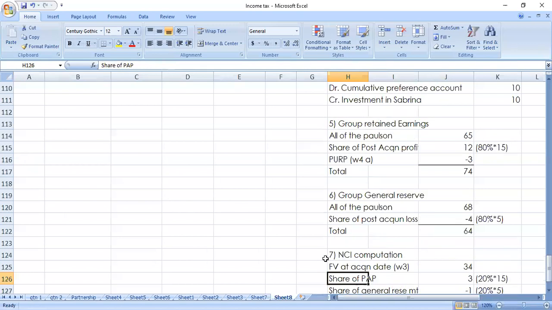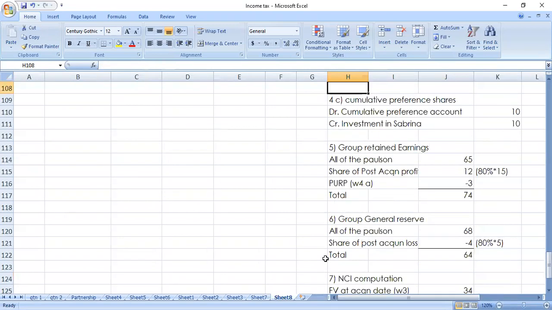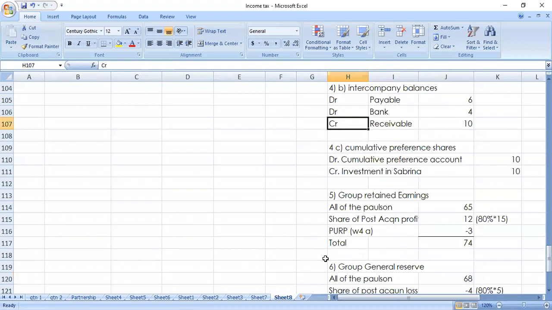Where is it? The one with cumulative. Okay, this here. We are debiting cumulative with 10 and crediting investment with 10. So when you credit an investment, you're reducing it, you're removing it. So that's how the 10 also disappears. Okay, so we continue.